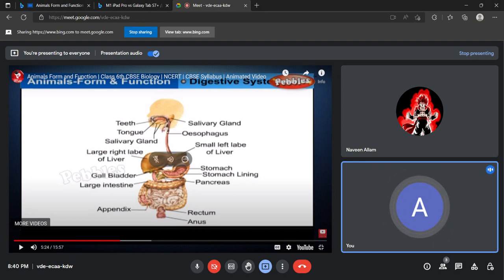So this is how the digestive system will work. Can you tell me what are the different parts of the digestive system right from the starting?